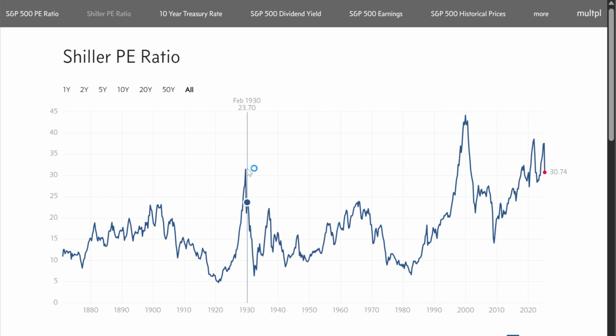But when we are above 30, we tend to be very expensive. And we are very close to 30. Seeing this retract back to say 15 would not be out of the ordinary. So stocks could, in theory, drop by 50% still from here.